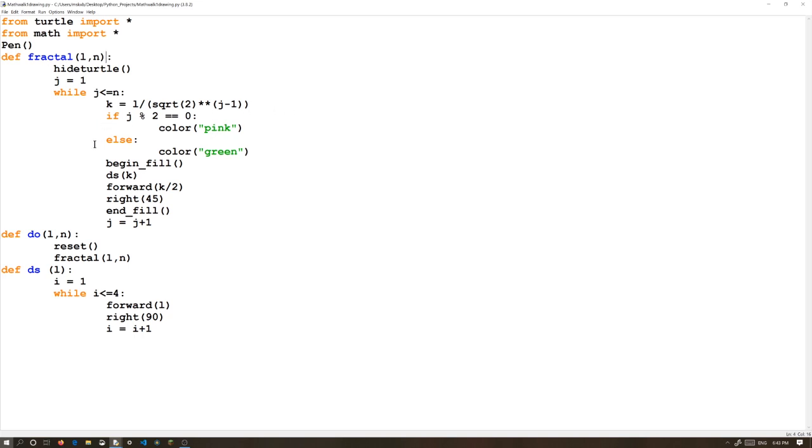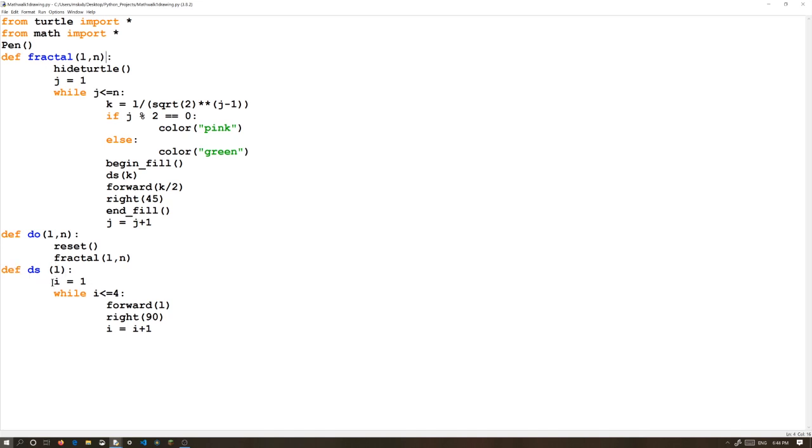If j modulus 2 is 0, which basically means if j is an even number, you do color pink, else you do color green. And that was for coloring the fractal. We begin fill, and we do ds of k. What is ds? Well, that is an acronym for draw square. It's this own nice little function.